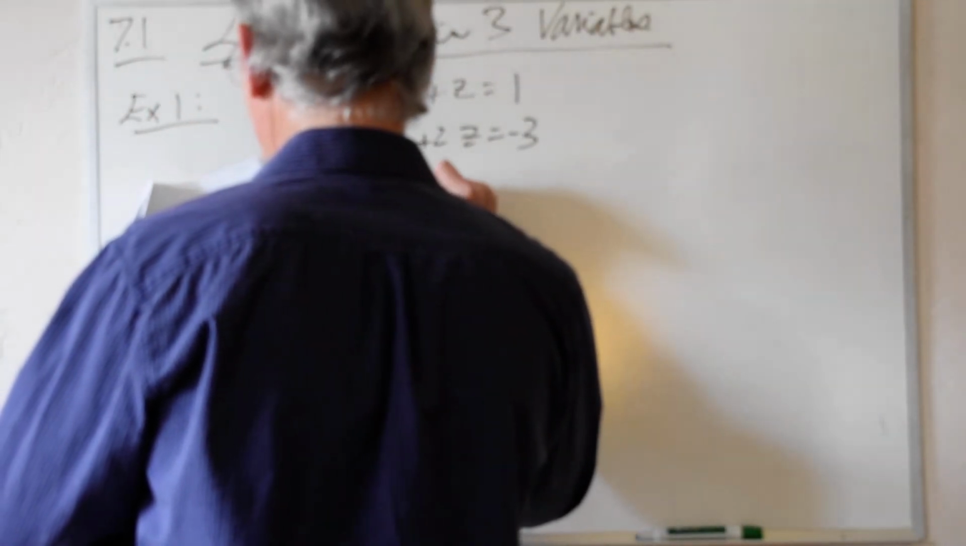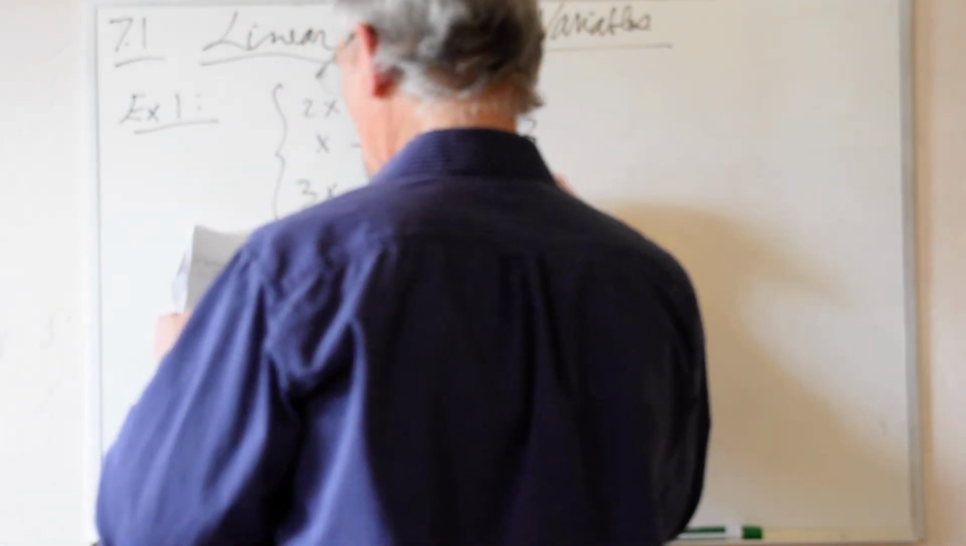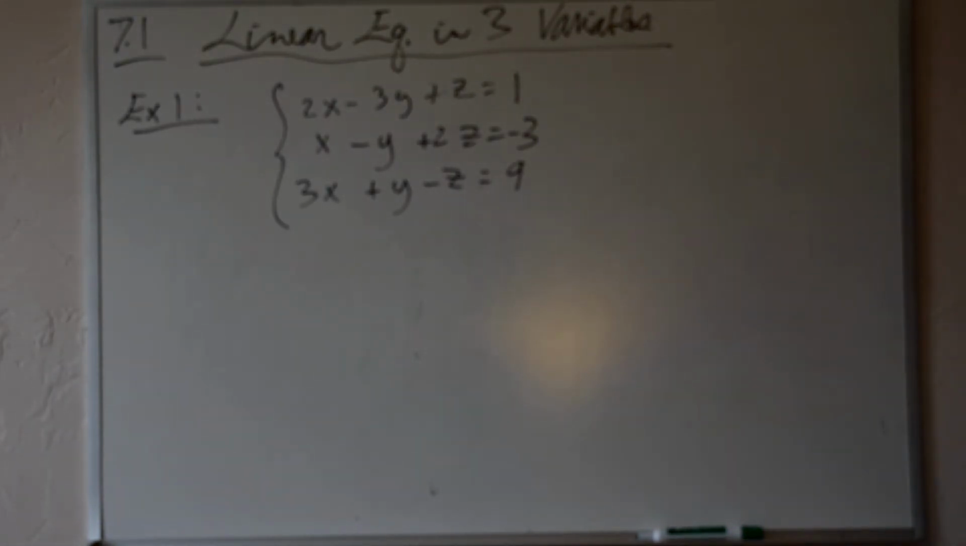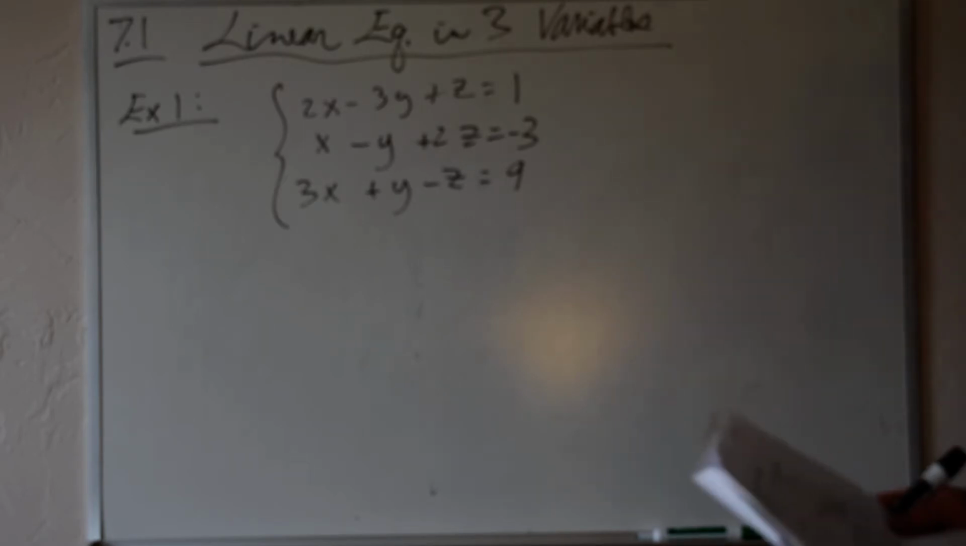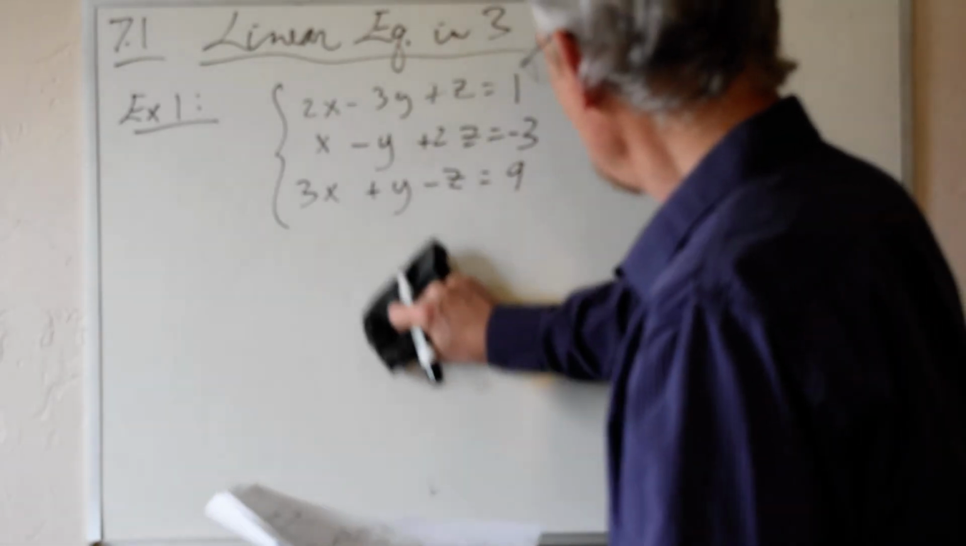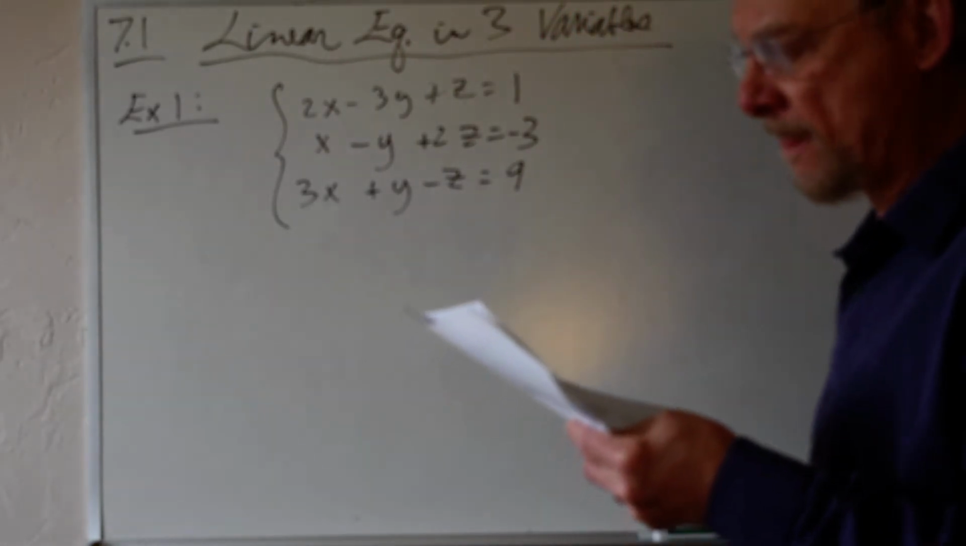3x plus y minus z equals 9. Now I'm going to show you how to do this in a slightly different way than the text, but it's mathematically equivalent, and I think this is a little easier. We don't have to learn a new technique this way. Let me clean up my board. I'm going to do a bunch of work here.